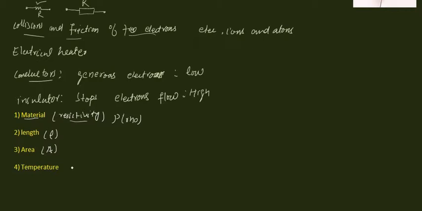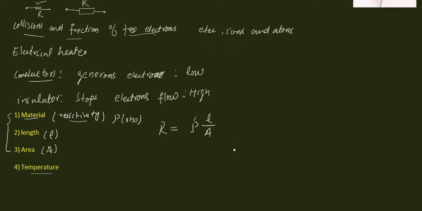So as a result, the resistance of the material will increase. We can relate these three elements by the equation R = ρL/A, which represents the resistance of any material. If we increase the resistivity of the material, the resistance increases. If we increase the length of the material, the resistance also increases. If we increase the area, then the resistance will decrease.